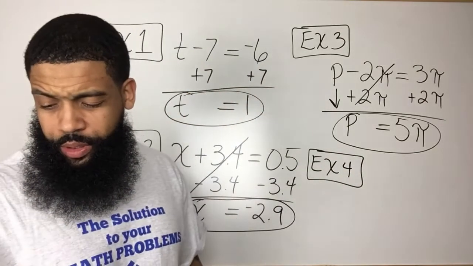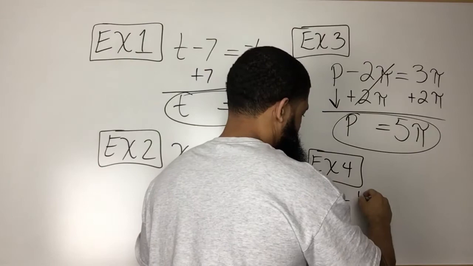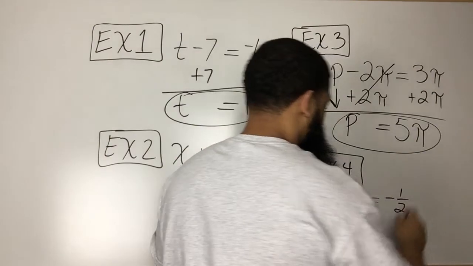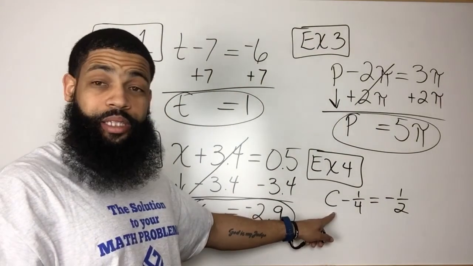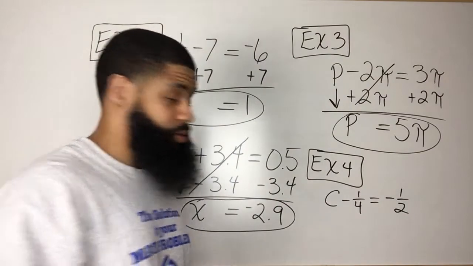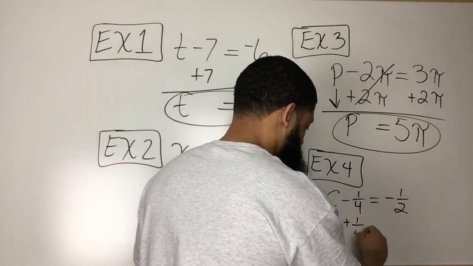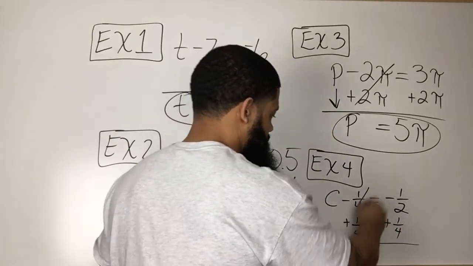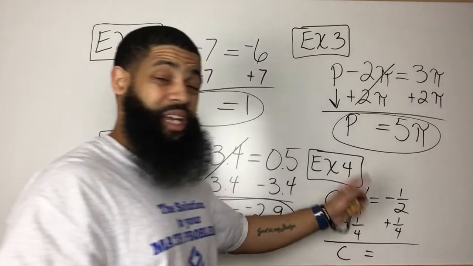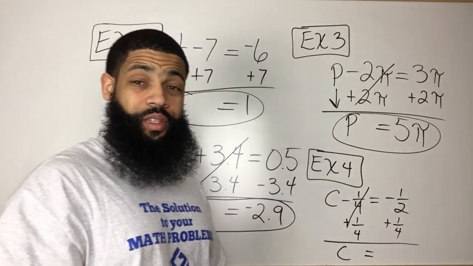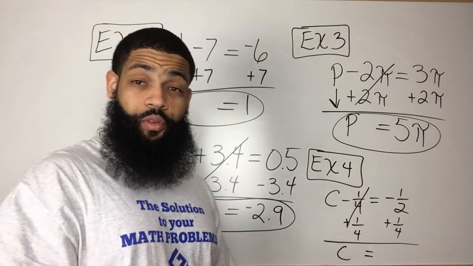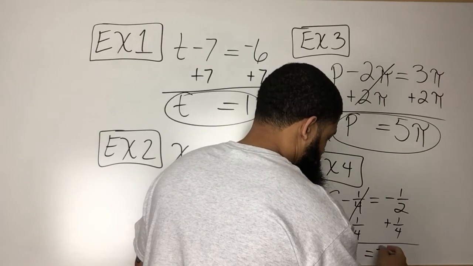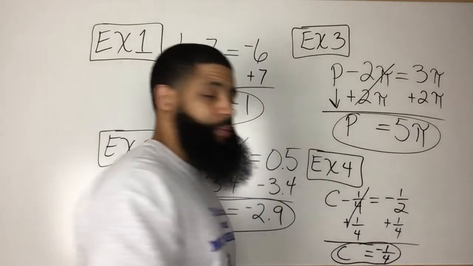We're going to use c minus 1/4 is equal to negative 1/2. All right. In order to get c by itself, we have to add 1/4 to both sides to keep it balanced. All right. So then these two cancel. c is equal to negative 1/2 plus 1/4, that's the same thing as having negative 2/4 plus 1/4, and I will get negative 1/4.